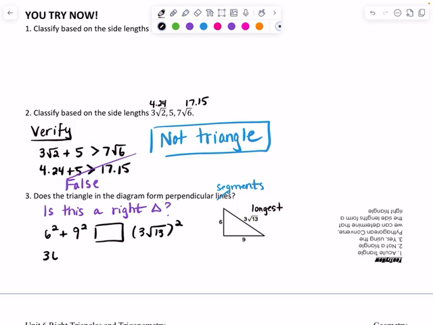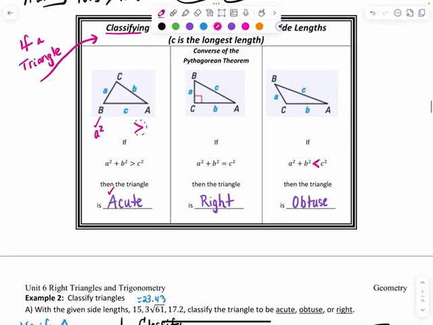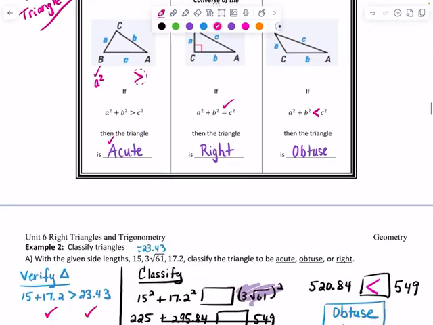6 squared is 36, 9 squared is 81. And then 3 square root of 13 quantity squared is going to be, I think, 117. And then this is also 117. So the left and the right hand are the same. Therefore, because we have equals, I can classify that as a right triangle.